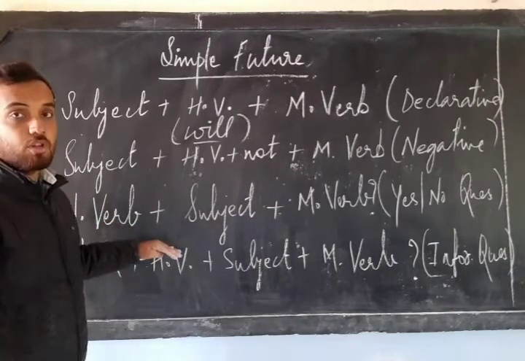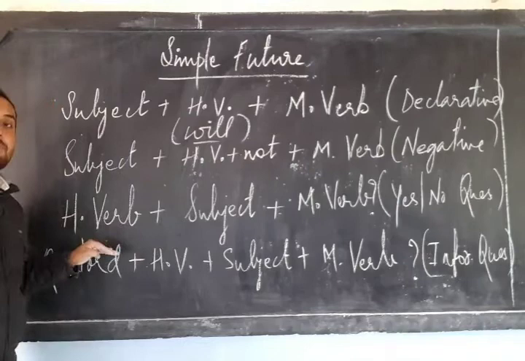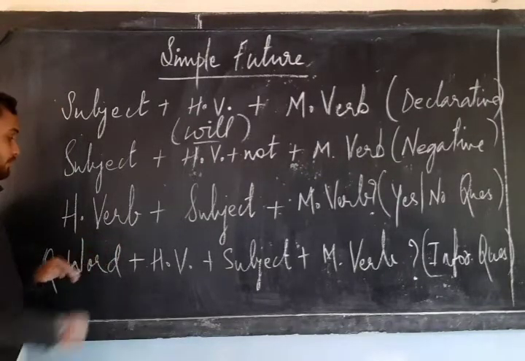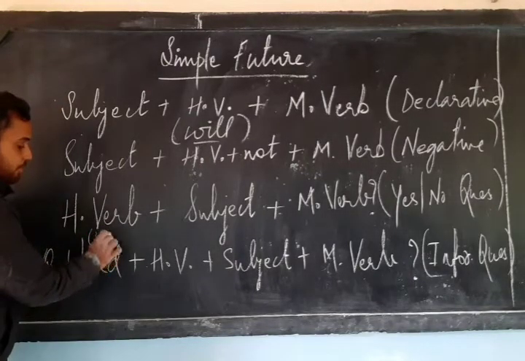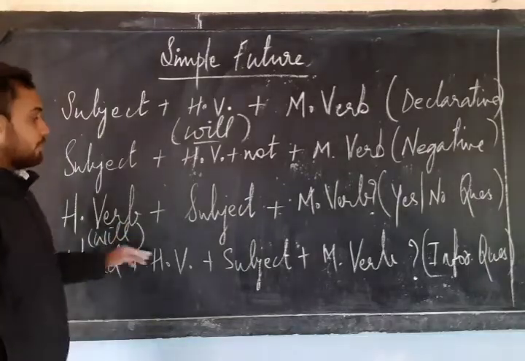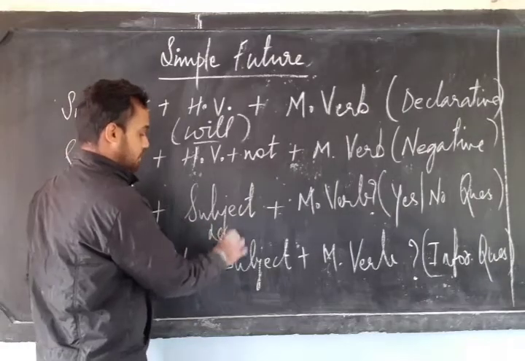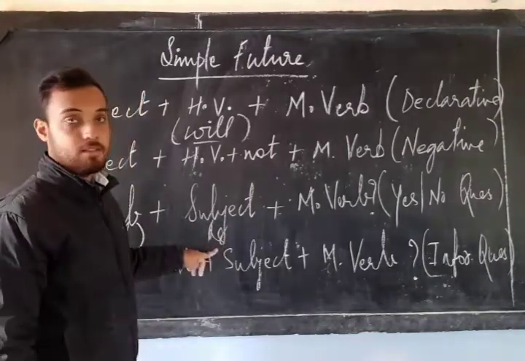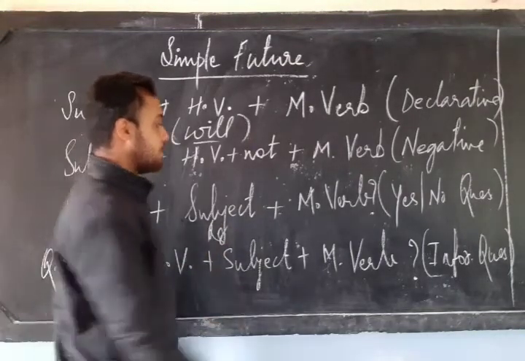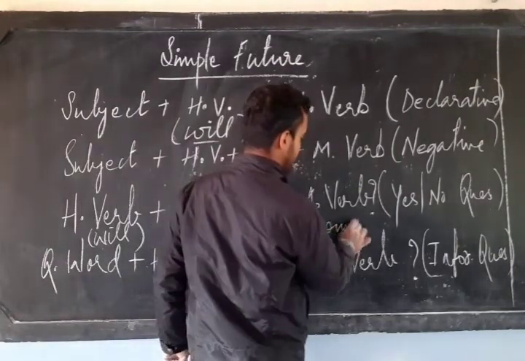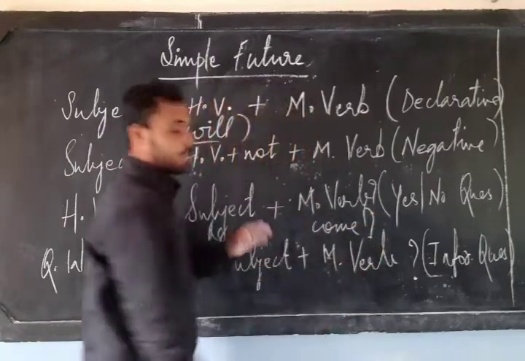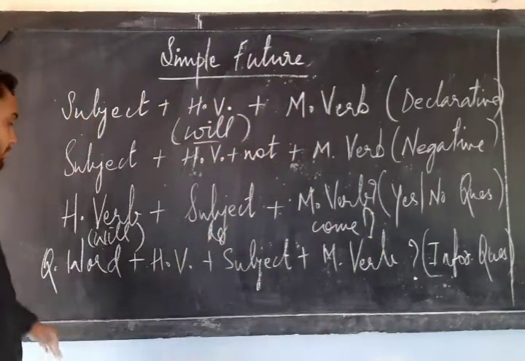While forming a question, we use the helping verb at the beginning of the sentence. The helping verb that we are using to represent future is will. Subject, let's take he as subject, third person. Will he come? Okay, will he come? Question mark. Since it's a question, we have to give a question mark.